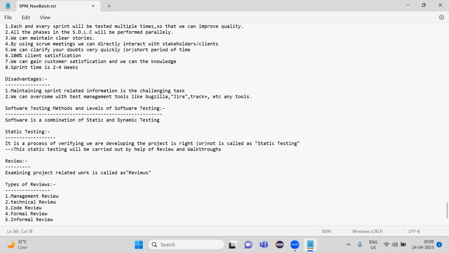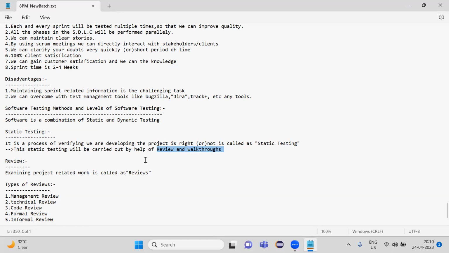Here software testing methods are divided into 2 types: one is static testing and the second one is dynamic testing. Static testing is nothing but verification. Verification is verifying the application before developing the project, and that is called static testing. Here it is carried out with the help of 2 types: reviews and walkthroughs.